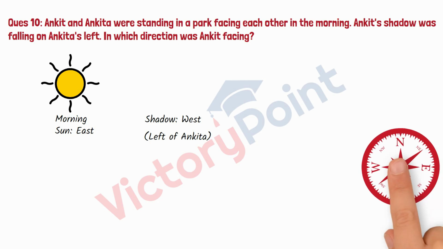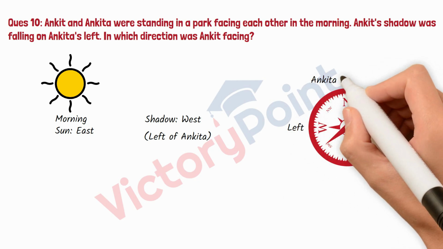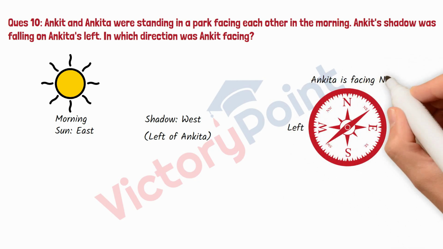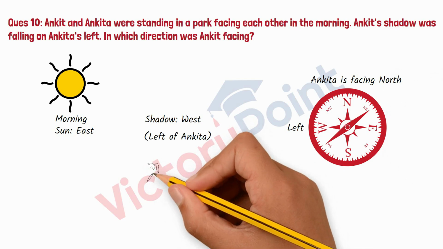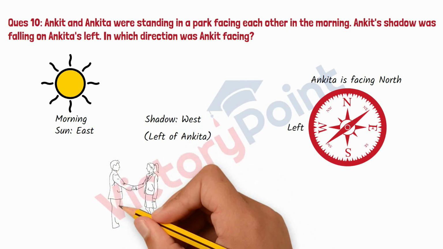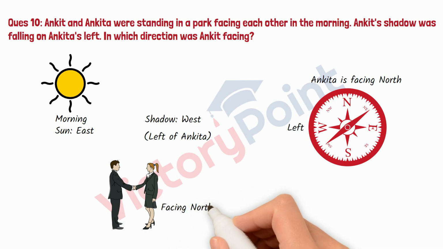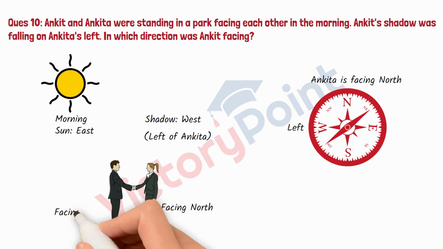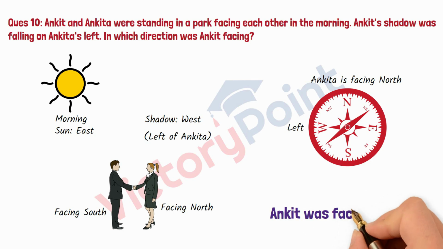Now let's see this with the help of a compass. So if I have west direction on the left, that means the person is facing north. So the shadow is towards Ankita's left, so Ankita is facing north. Now Ankit and Ankita are facing each other. So that means they are facing in opposite direction. So if Ankita is facing north, that means Ankit is facing south. So in the question we are asked in which direction was Ankit facing. So Ankit is facing south direction.